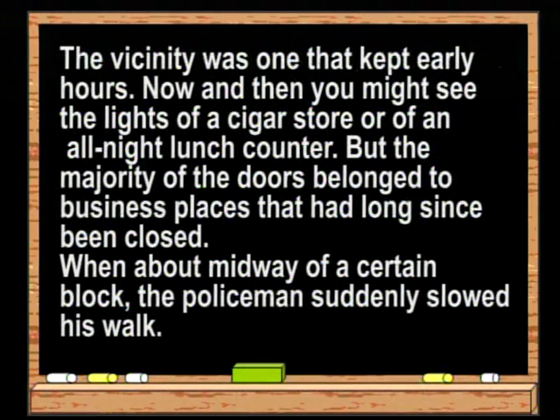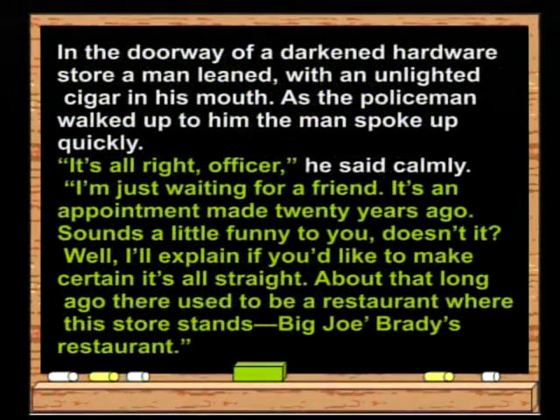When about midway of a certain block, the policeman suddenly slowed his walk. In the doorway of a darkened hardware store, a man leaned with an unlighted cigar in his mouth. As the policeman walked up to him, the man spoke up quickly.